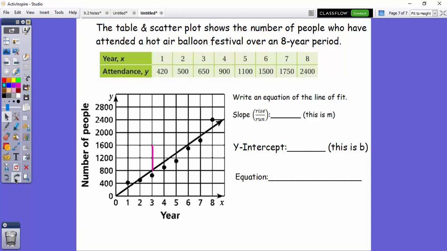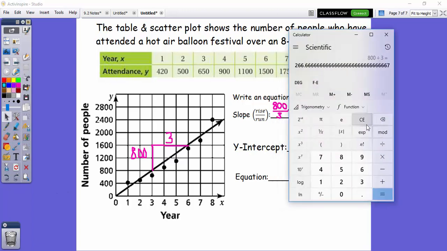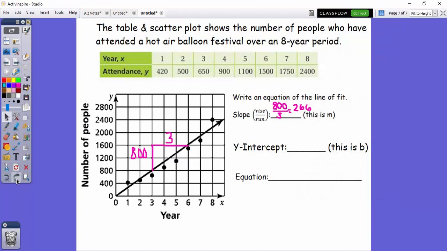So I'm going to rise and run. Now when I rose, I didn't rise 2. Yes, it's 2 units, but these are counting by 400s. So I actually rose 800. And when I ran 1, 2, 3 years. So my slope fraction would be 800, rise 800, run 3. And when I simplify that, I need to do 800 divided by 3, and that equals 266.6 repeating. So I'll round that to 266.7. So this is our slope.